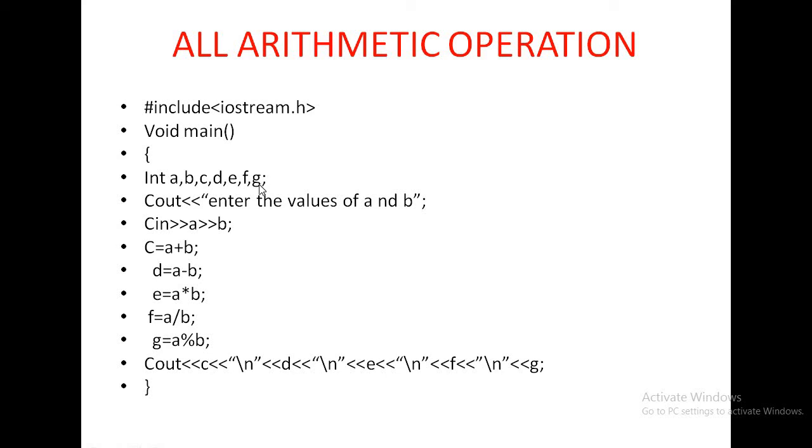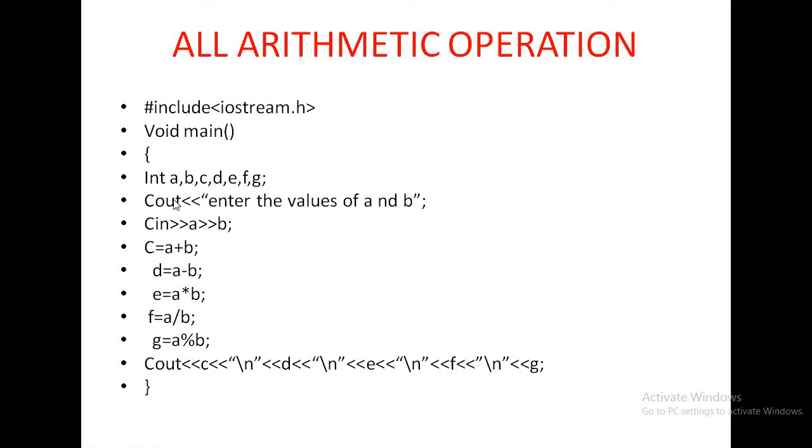Which values am I taking from the keyboard? The values A and B. In every line, A and B can be taken from the keyboard. So here I am writing cin >> A >> B. This is known as the extraction operator. Always remember, this operator present in cin, the double greater than, is known as the extraction operator.